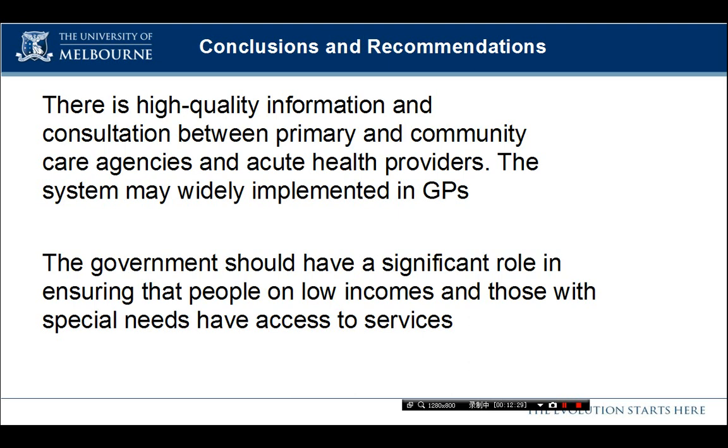The chronic disease system provides high quality information and consultation between primary and community care agencies and acute health providers. The system may be widely implemented in GPs. I list one recommendation: the government should have a certification role to ensure that people on low incomes and those with special needs have access to the service.